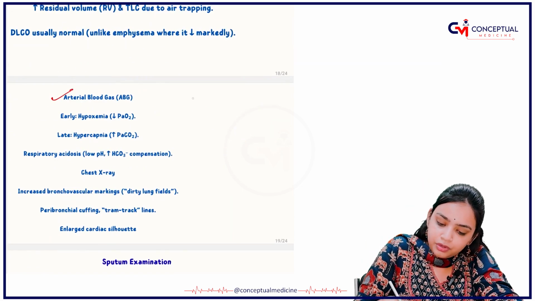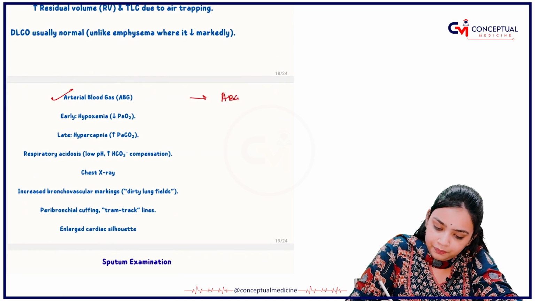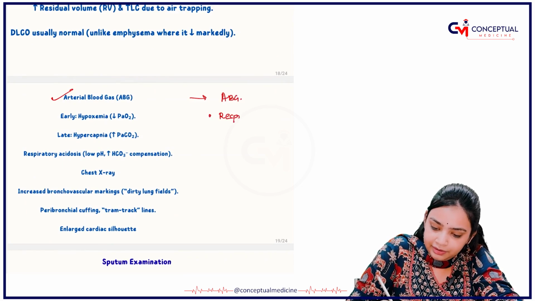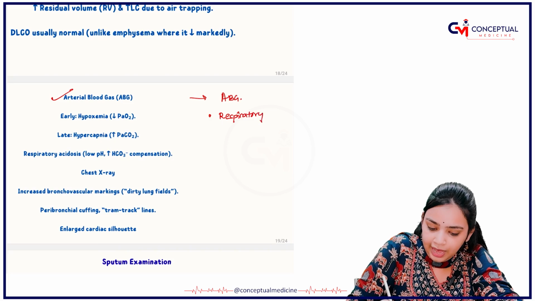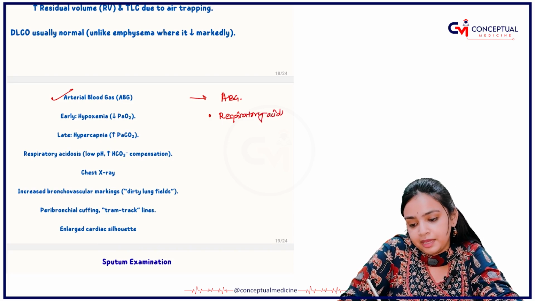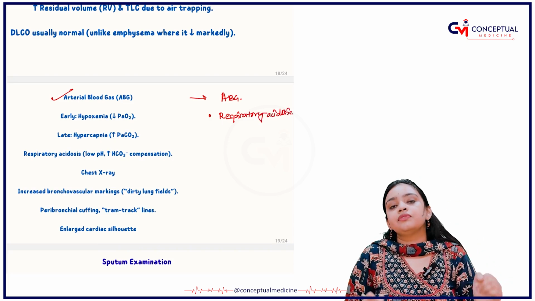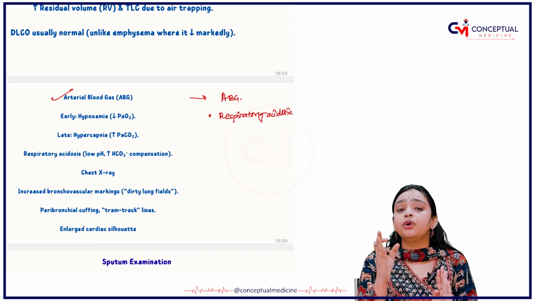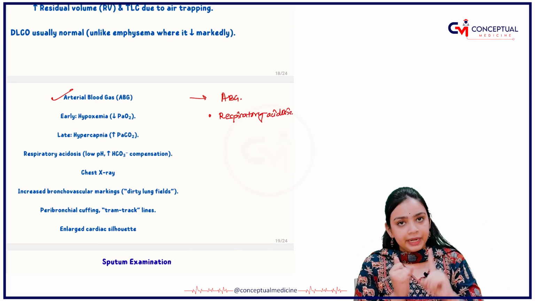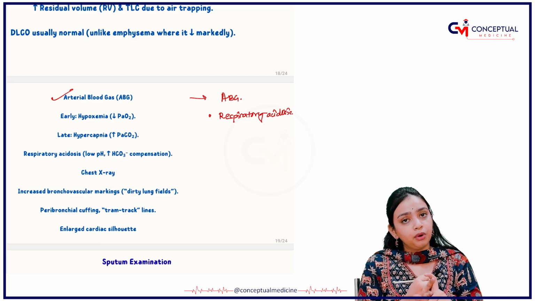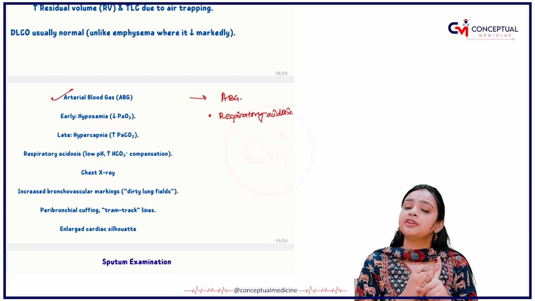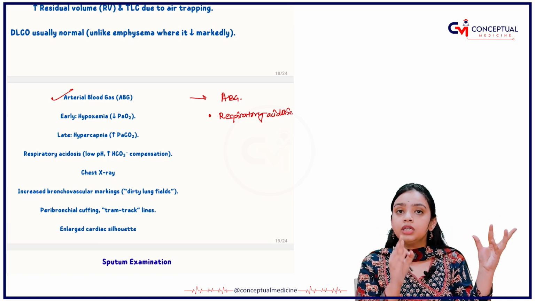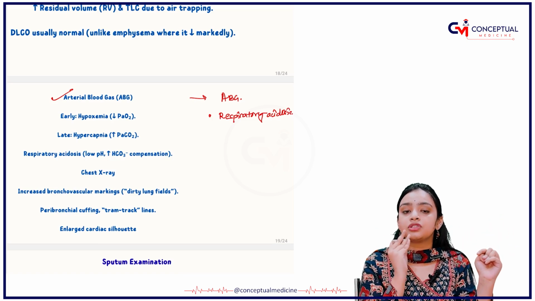The next investigation you will order is your ABG. In that you will be able to see that there is respiratory acidosis. I have earlier told you that when you do an ABG, you have 4 interpretations. Either it is metabolic alkalosis, metabolic acidosis, respiratory alkalosis or respiratory acidosis. And you have learned this in your physiology lectures as well.